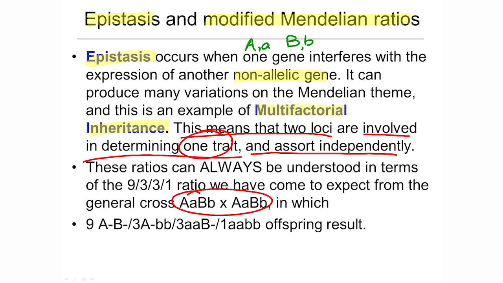And we found that when we did that, because of independent assortment, we got a 9:3:3:1 ratio, right? So what I want you to very definitely keep in mind, memorization is important sometimes, but if you understand this, you'll be able to apply it to new situations, and often that's what you're asked to do.